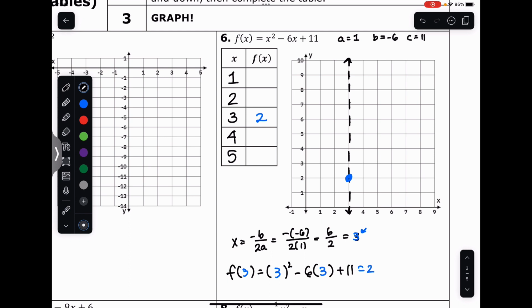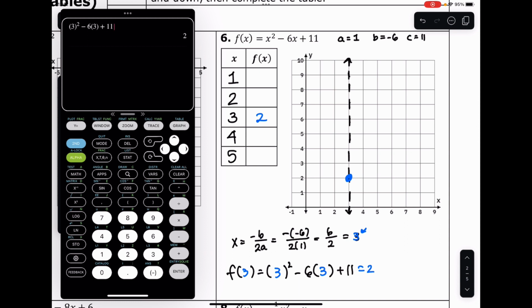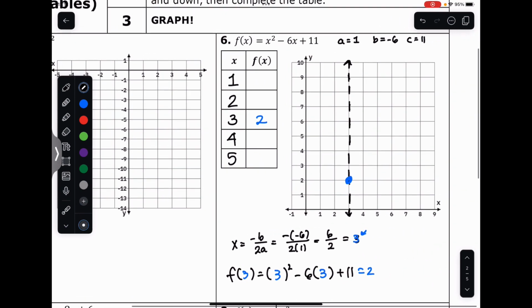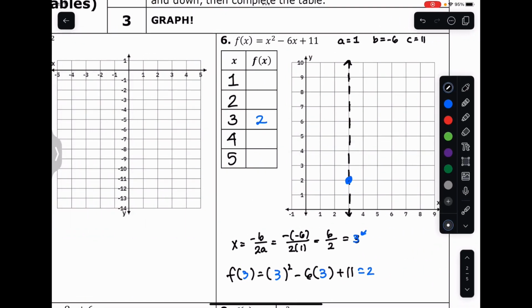So let's plug in now the number 4 into this equation. So we have, again, in parentheses, 4 to the second power minus 6 times 4 plus 11. Which gives us a value of 3. So at 4, we have a value of 3. So we have that point there.